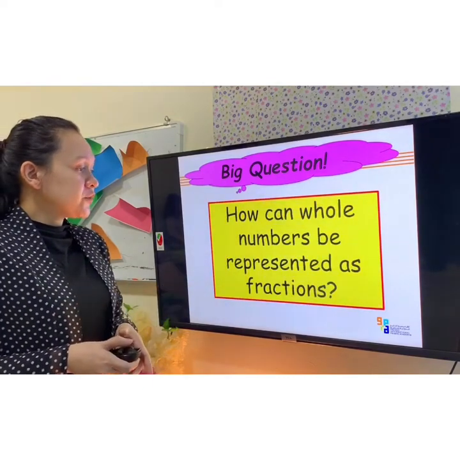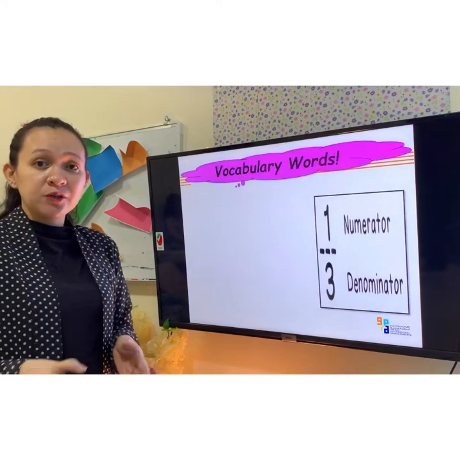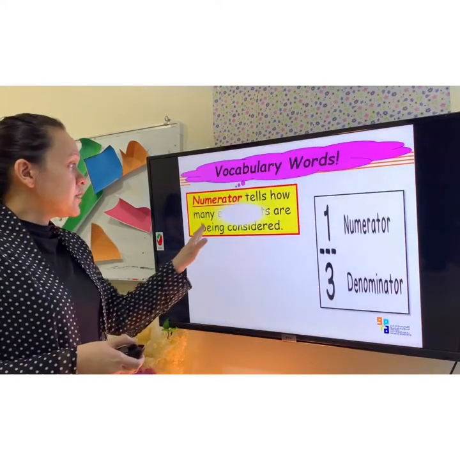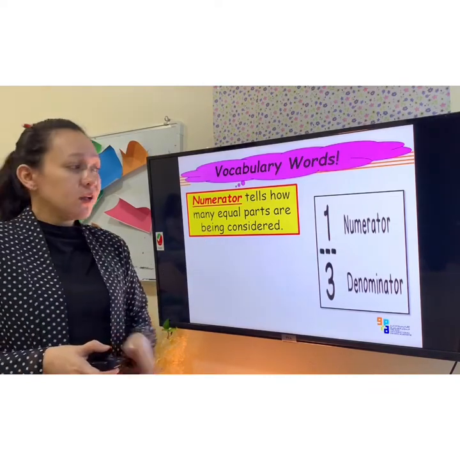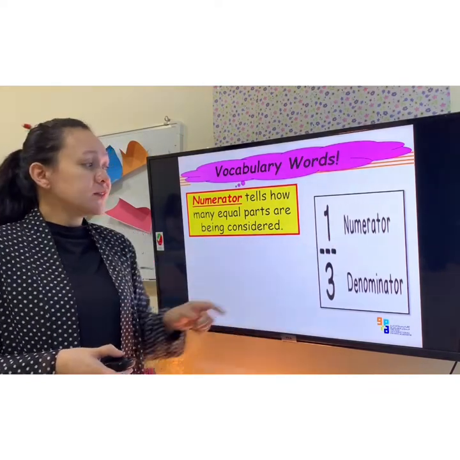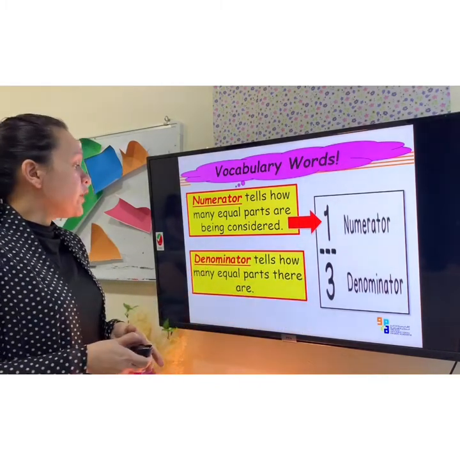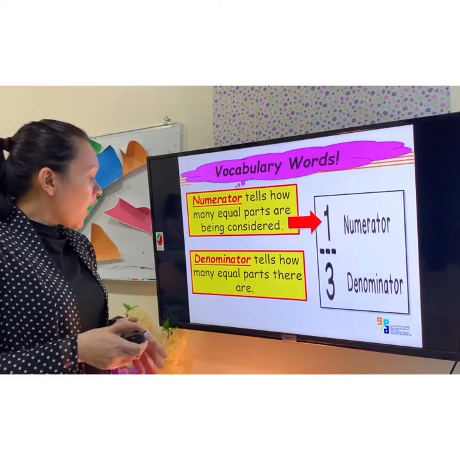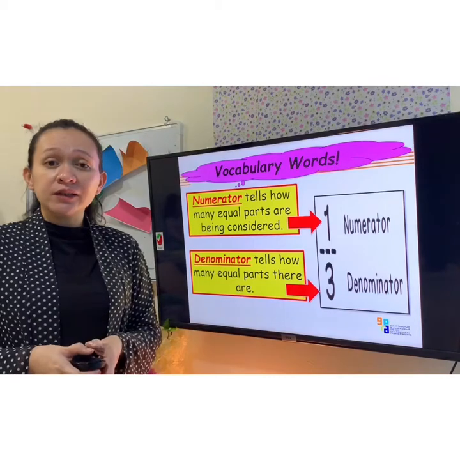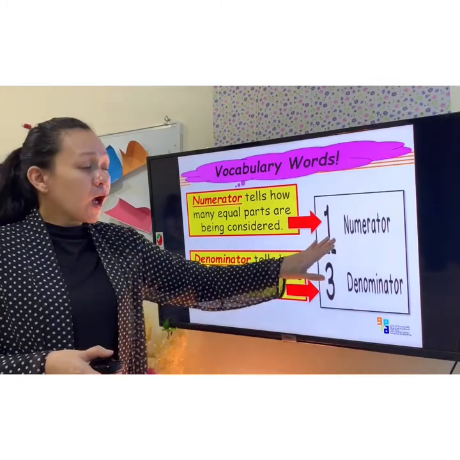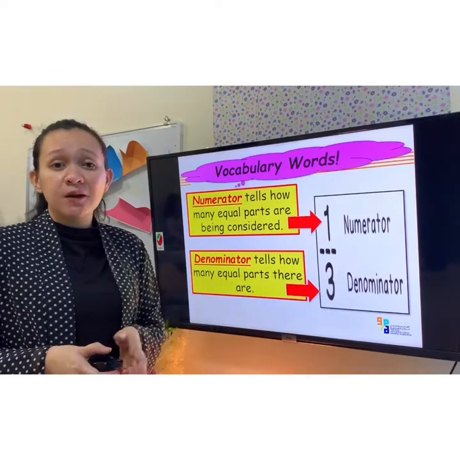Now let's move to our big question: how can whole numbers be represented as fractions? Now let's move to our vocabulary words. When you say numerator, it tells how many equal parts are being considered. So if you can see here, 1 is our numerator. How about the denominator? When you say denominator, it tells how many equal parts there are. So 3 is our denominator. Don't forget, the upper number is the numerator, and the bottom number is the denominator.